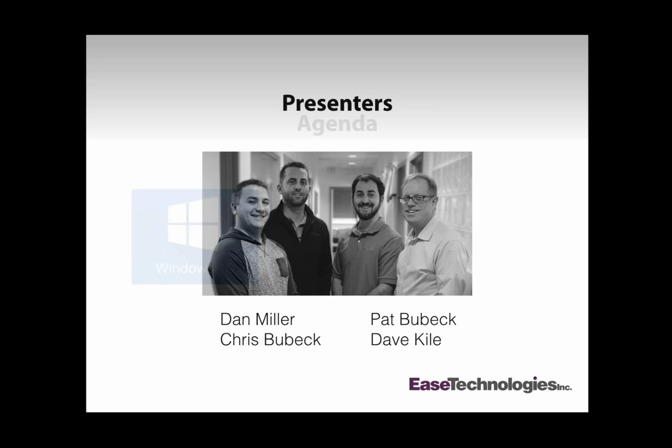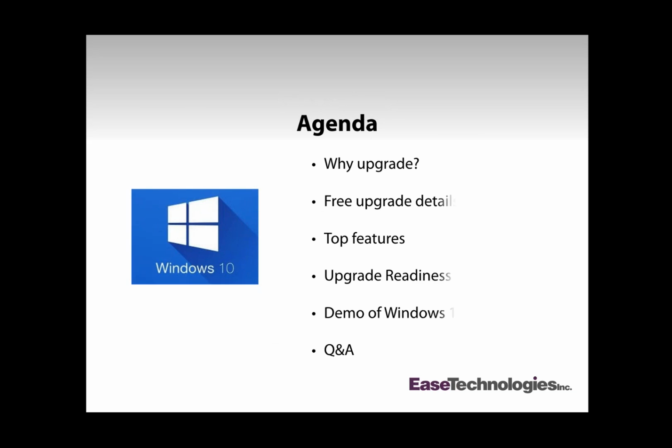So let's talk about our agenda. Some of the things we'll be talking about today are why you would want to upgrade, and some of the free upgrade details, which is one of the major features and considerations that people are asking questions about. Some of the top features that you'll find in Windows 10. Some of the upgrade readiness process that we'll cover for you, as to what considerations there are, how to go about it, and some of the screens and process you'll take when you do upgrade. Then we'll also do a quick demo of some of the main features that we've talked about, and then of course the Q&A.